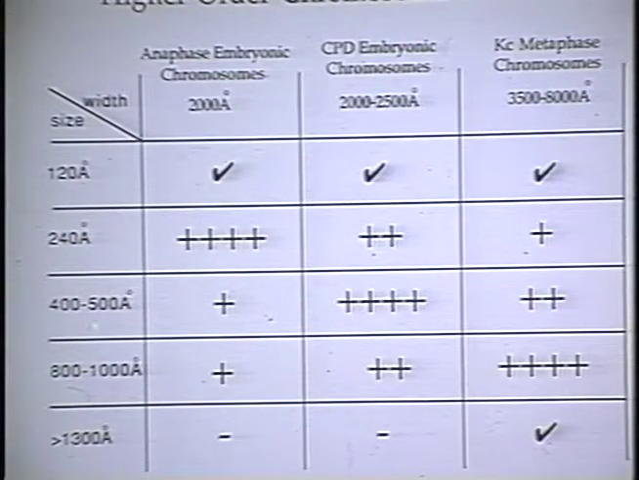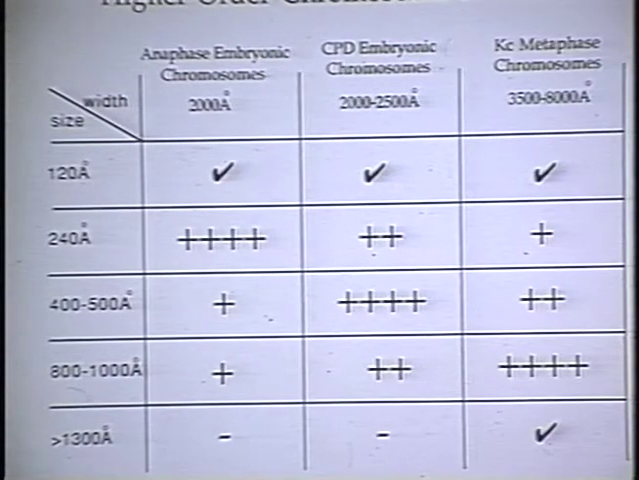We found a higher order size class of 400 to 500 angstroms, and yet another higher order class of about double that. And then in fully condensed mitotic chromosomes, there's even a higher order class. Now, the size of this class, as I'll show you, actually corresponds to about 1,300 angstroms in mammalian chromosomes. The point here is that from this tomographic analysis, we're able to determine the relative populations of each of these classes as a function of condensation of the chromosomes.